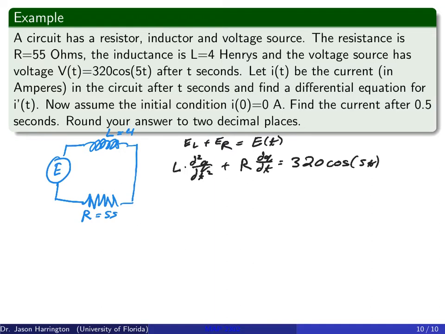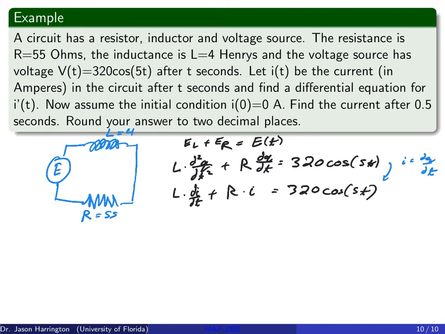And then just like last time, note here that I is just equal to the derivative dq/dt. So that's going to turn into L times the derivative of I. So you can write that as I prime or dI/dt, plus R times I is equal to 320 cosine of 5t.